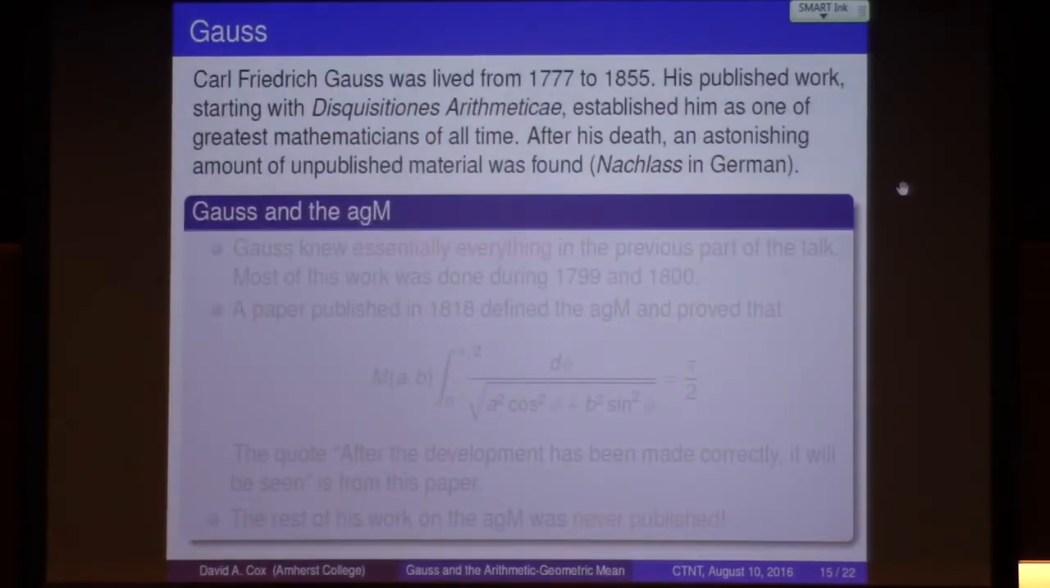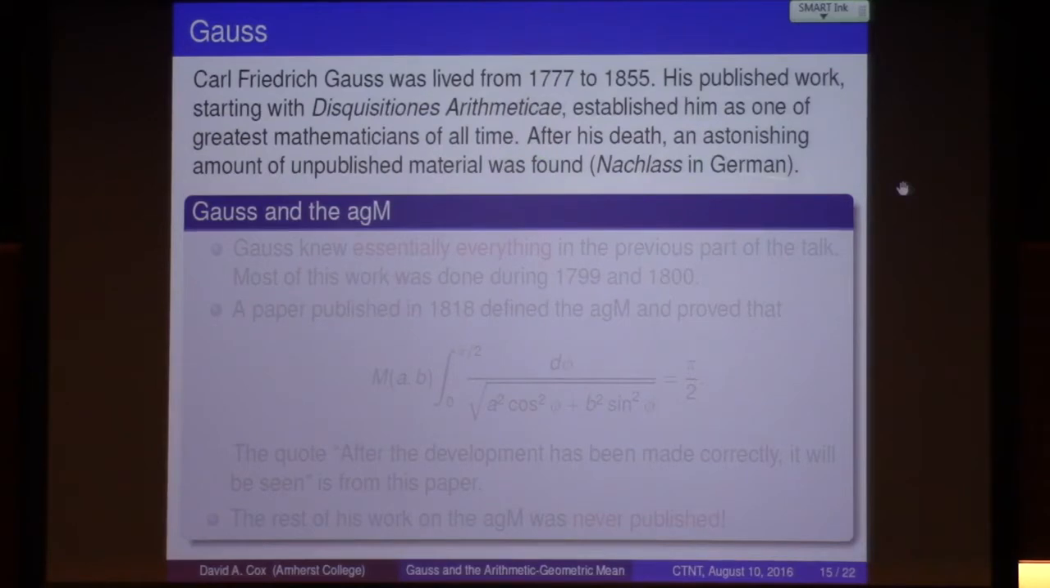So Gauss basically lived from 1777 to 1855. His first published work was Disquisitiones, which is astonishing. It was somehow simultaneously his senior thesis and his PhD thesis. And he was basically one of the greatest mathematicians. But it turns out that a lot of stuff he did was never published.